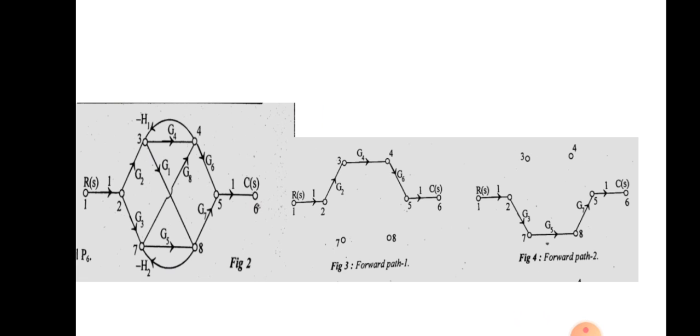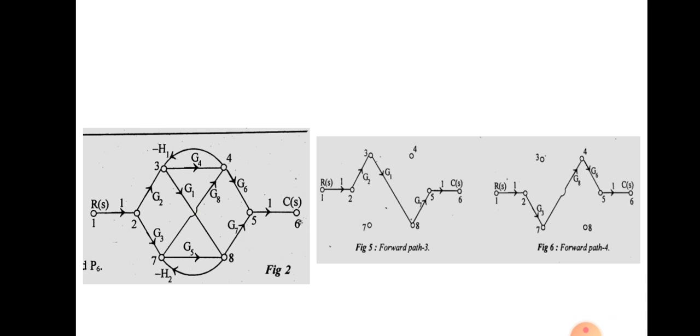Also look at the figure to check whether there is any other forward path. You can see that starting from 1, 2, 3, then going to 8, 8 to 5, and 6 is another forward path. Look at the diagram carefully. For the path 1, 2, 3, 8, 5, 6, the arrow marks are in the same direction, so that is again a forward path. We can draw it like this.